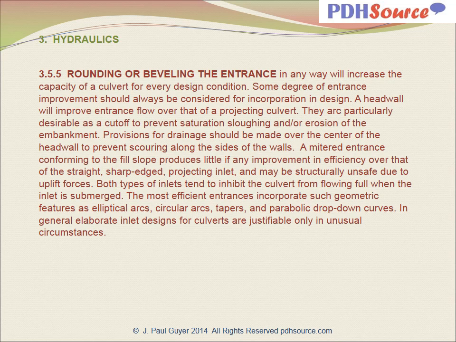the wall. A mitered entrance conforming to the fill slope produces little, if any, improvement in efficiency over that of a straight, sharp-edged projecting inlet, and may be structurally unsafe due to uplift forces. Both types of inlets tend to inhibit the culvert from flowing full when the inlet is submerged. The most efficient entrances incorporate such geometric features as elliptical arcs, circular arcs, tapers, and parabolic drop-down curves. In general, elaborate inlet designs for culverts are justifiable only in unusual circumstances.